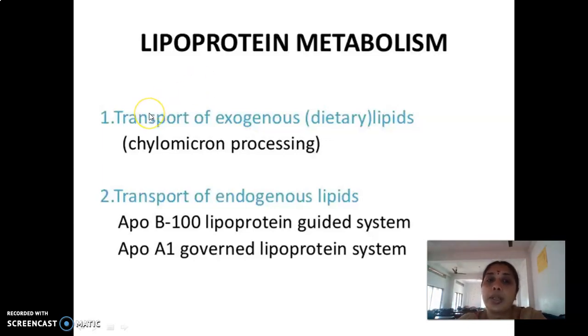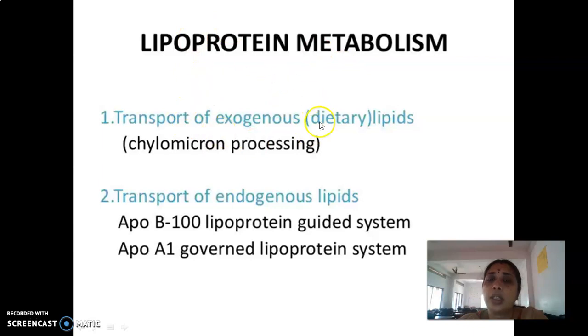So first one is lipoprotein metabolism. For the metabolism to happen, they should first be synthesized. So for their synthesis to happen, what lipids should be provided first? So first the lipids have to be derived, right? And there are two sources of lipids. One is a dietary source, another one is an endogenous source, right?